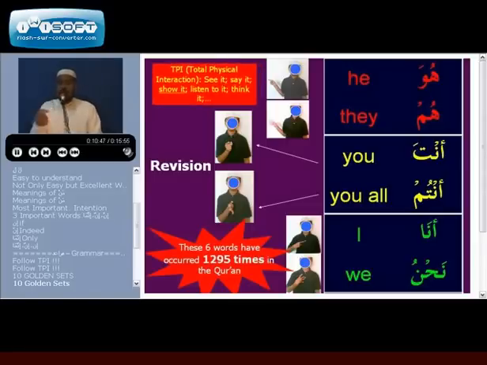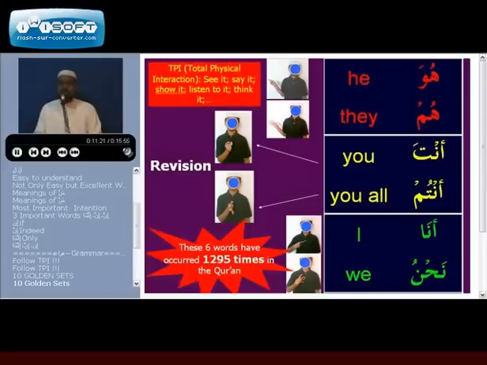Antum, you all. Ana, I. Nahnu, we. Huwa, he. Hum, they. Anta, you. Antum, you all. Ana, I. Nahnu, we. When you say ana, just point towards yourself, and nahnu, point 4 fingers towards yourself, assuming that there are 4 people sitting with you, along with you.